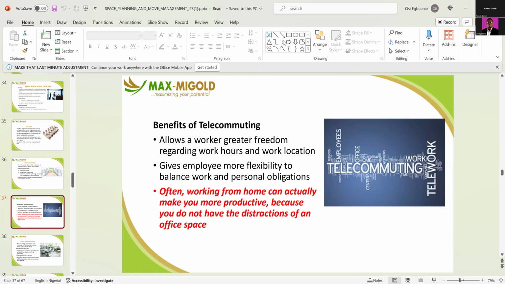Benefits of telecommuting allow workers greater freedom regarding work hours and work location. It gives employees more flexibility to balance work and physical obligations and also life obligations.